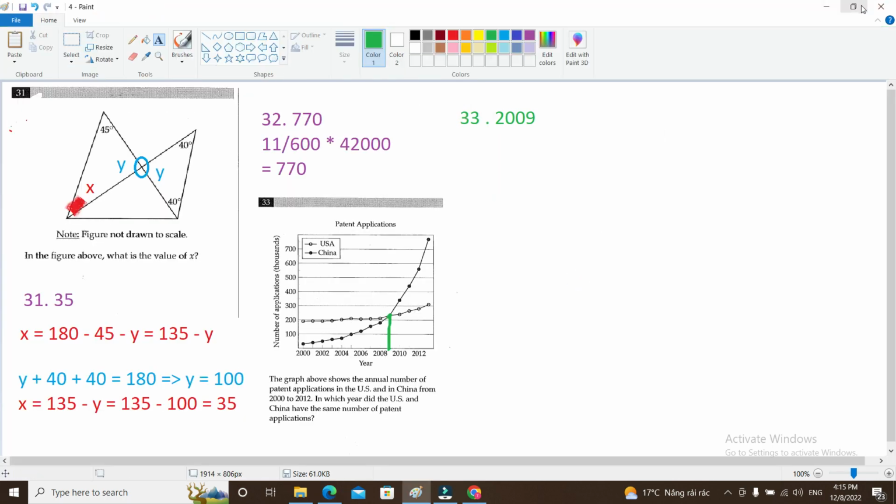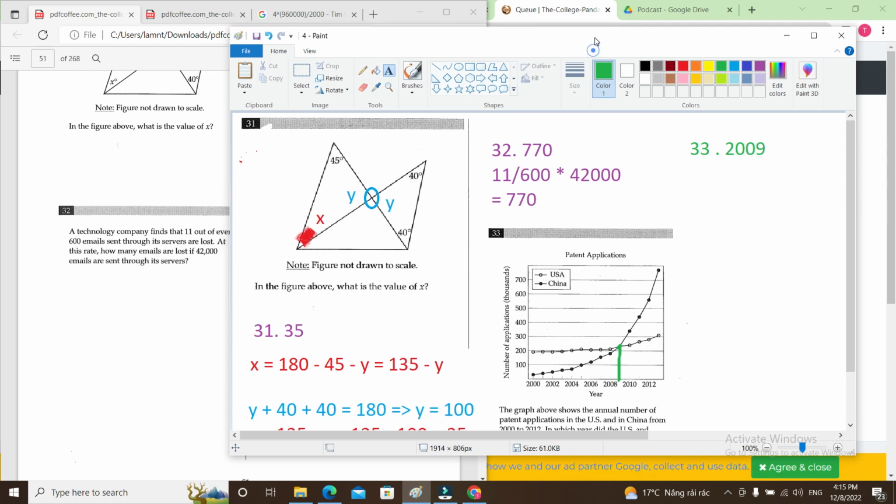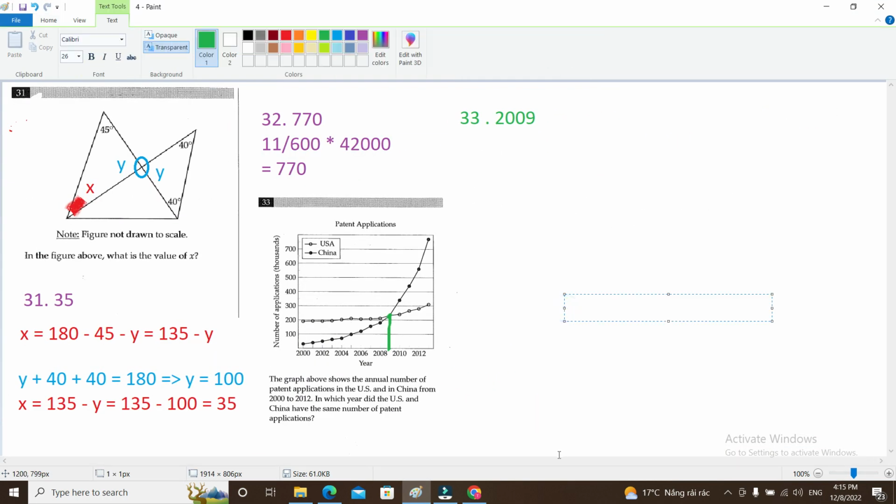Okay, so let's try the new number 34. What are the answers?